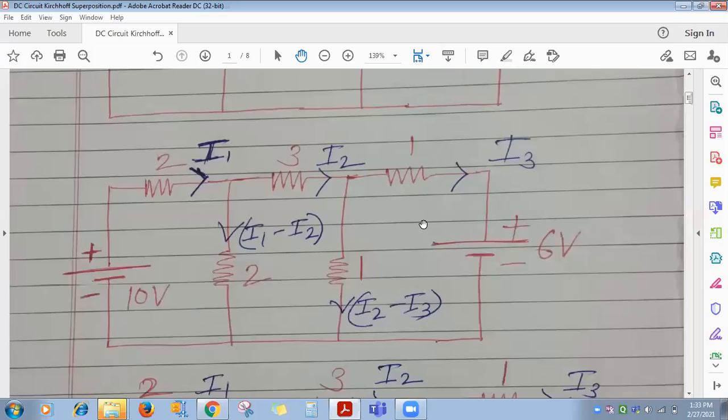form the apply KVL equations and form the apply KVL and form the KVL equations.